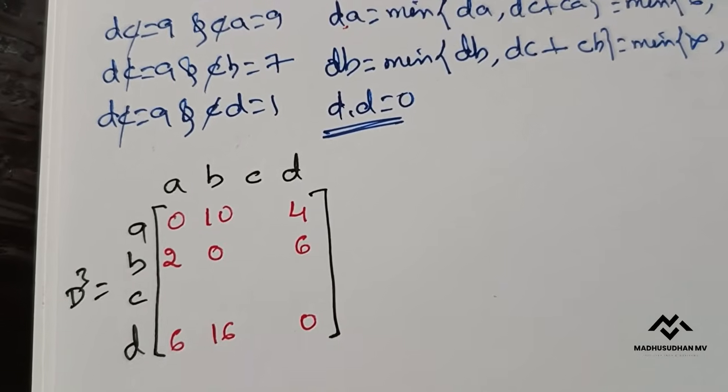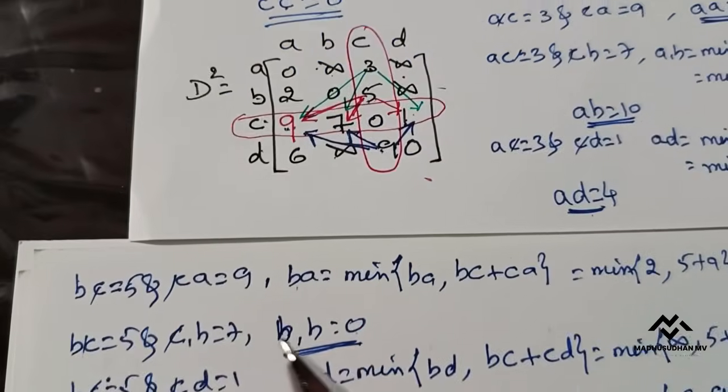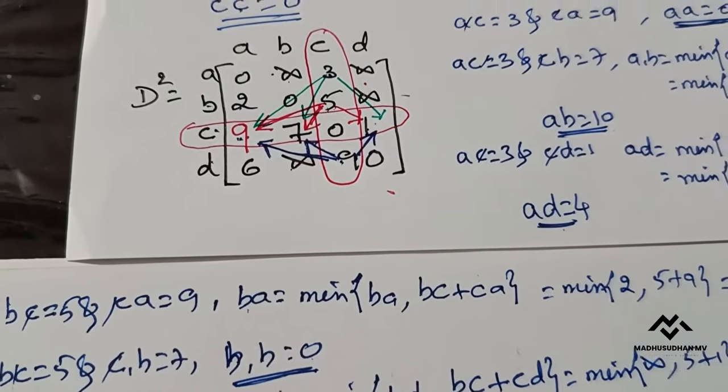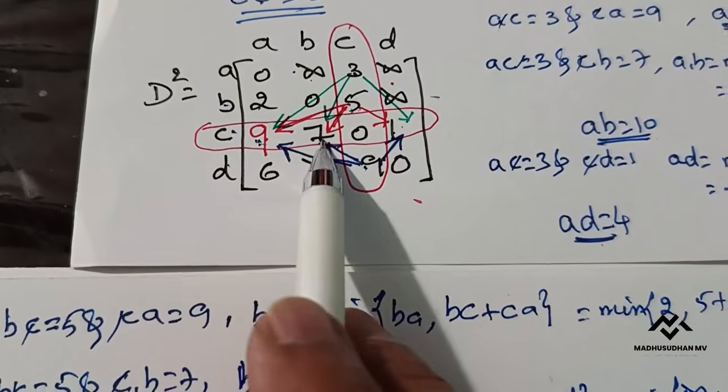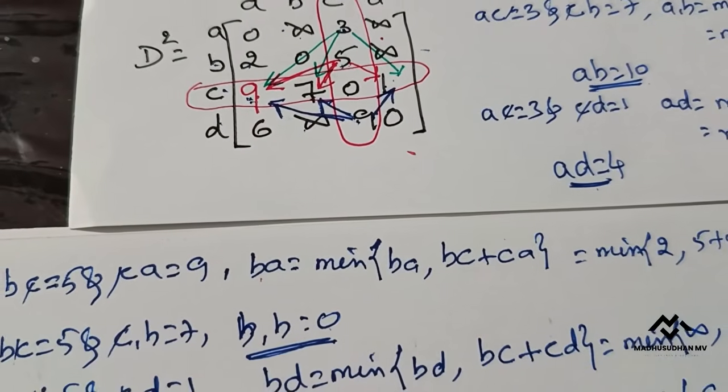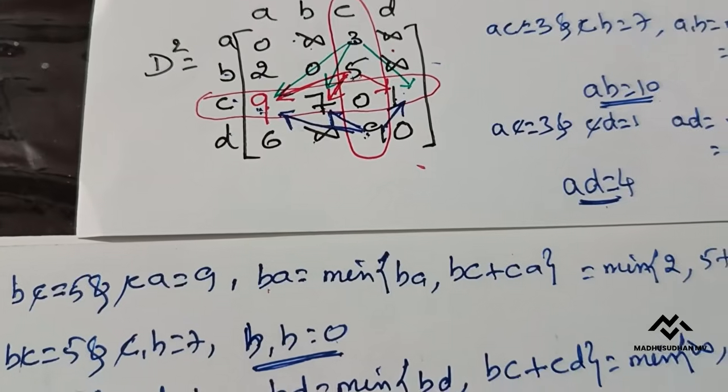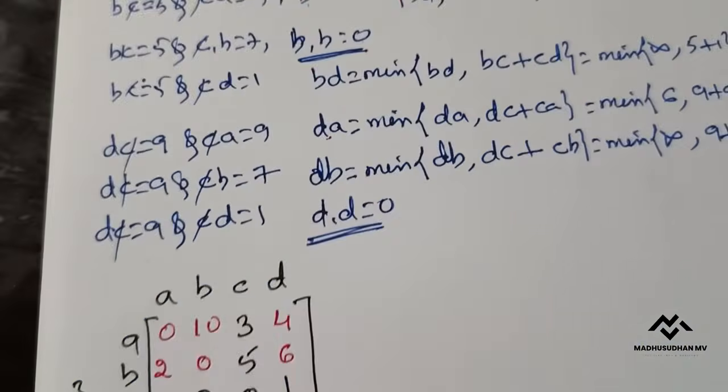So the remaining values I am copying as they are from the previous one. So that is 0, 10, over. This is 3. Then this is 5. Then 0, 9, 7, 0, 1. The same thing I am copying, 9701. And this value is 9. So this is D to the power of 3. Okay.